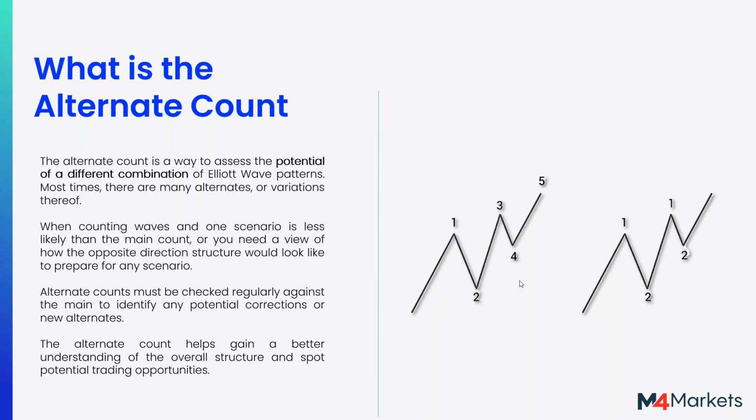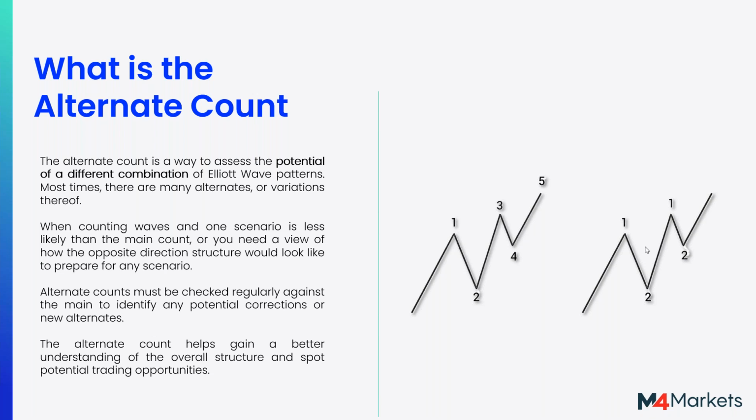This kind of looks like a diagonal, okay, and anyone would have this as a main count, but the alternate would be for this to be 1, 2, and then 1, 2, i.e. you start a new wave 3. And that would be, of course, a much more extended move to the upside versus a diagonal that just finished. That is going to get you to a correction first and then further continuation.